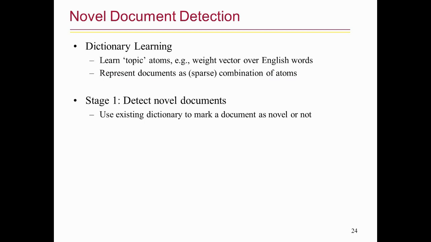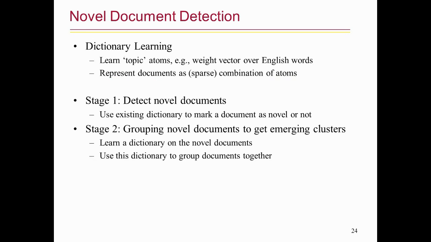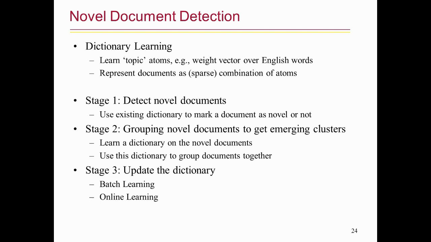So there are 3 stages. In the first stage, we detect novel documents. This is using sparse regression. In the second stage, we group the novel documents to get emerging clusters. And in the third stage, we update the dictionary as to what topics are currently active. And if you were to do this in batch, which means you store all the tweets for the past month and try to do this, things are going to get really, really slow. So this is one good domain where online learning and online optimization can be done, where you update the dictionary, which is the current topics being discussed in the social media.